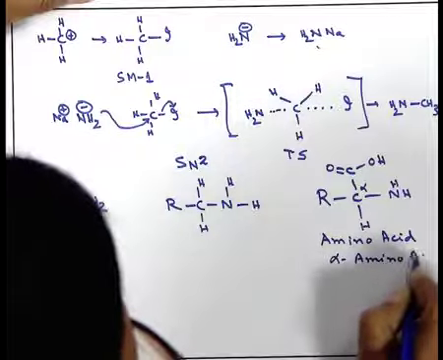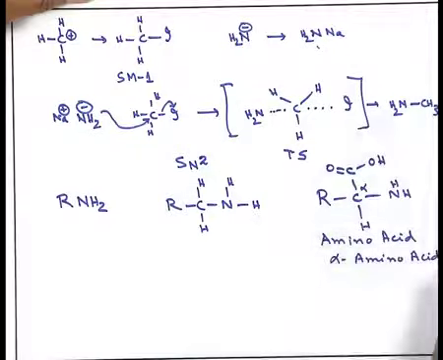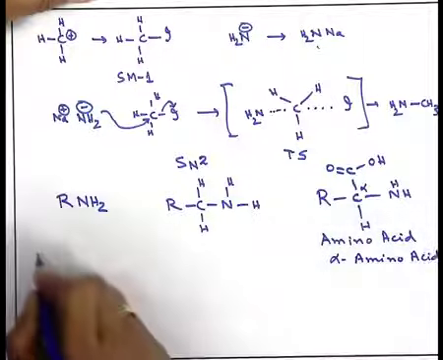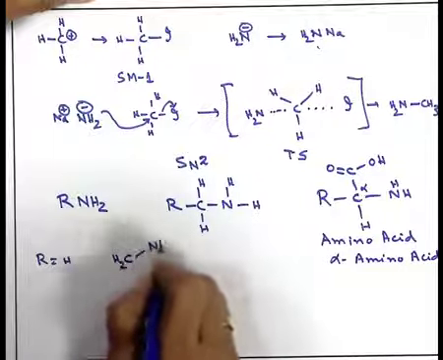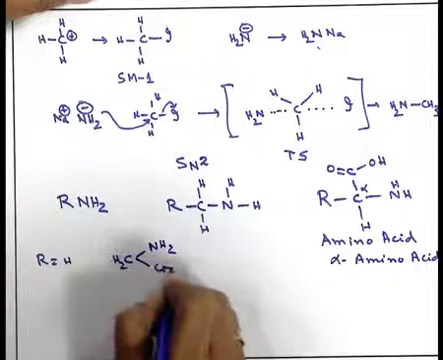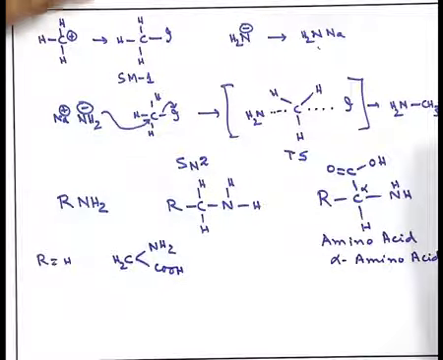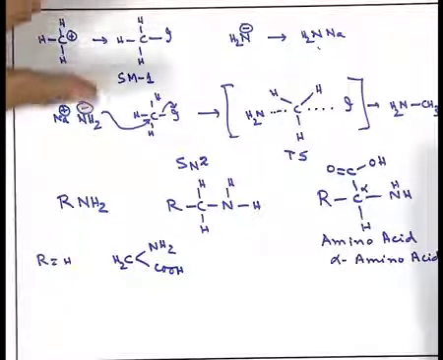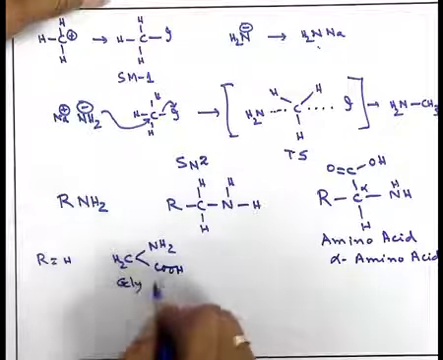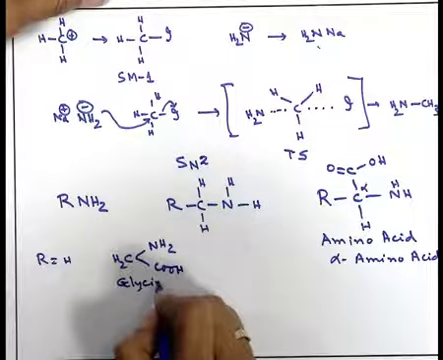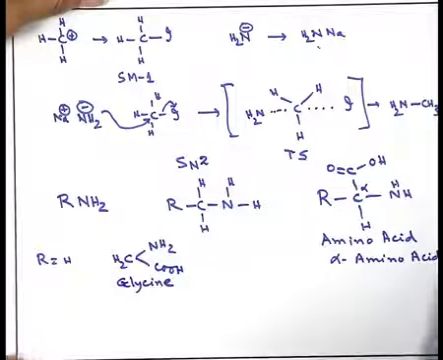And looking at this structure, you can easily guess that this compound is simply substituted. If I put R as H, then this compound is CH2 NH2 COOH. And this compound is nothing but acetic acid with one hydrogen replaced by an NH2 group, and this is called alpha amino acetic acid, or the trivial name is glycine. Glycine is a very important amino acid.